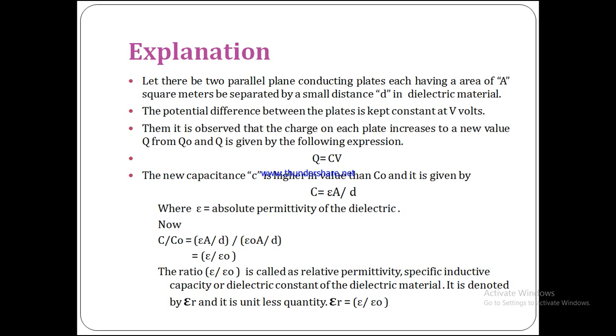Now the new capacitance C is the new value other than C0. C0 is the value of capacitance when a vacuum dielectric is considered, whereas the C value is the new value when a dielectric material is placed between the two parallel plates of the capacitor.